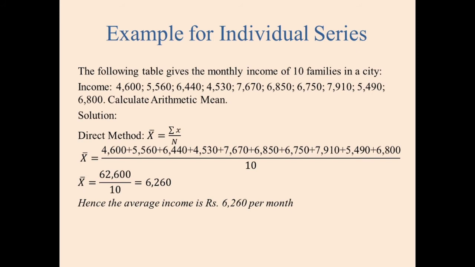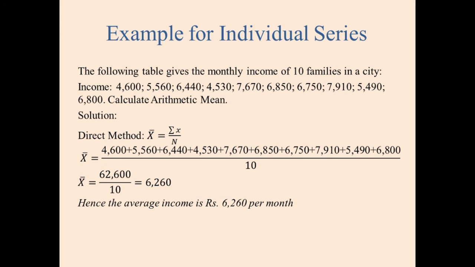We will see an example for individual series. In this sum, they have given the income of 10 families, that is 4,600, 5,560, 6,440, 4,530, and goes on. They asked us to calculate arithmetic mean. First we will solve the sum using direct method. Here only raw data of 10 variables has been given. For that, first add all the 10 variables, that is 4,600 plus 5,560 plus 6,440 till 6,800, divided by the number of variables.